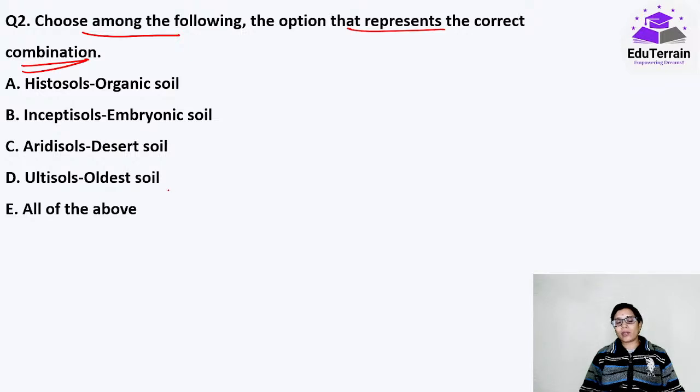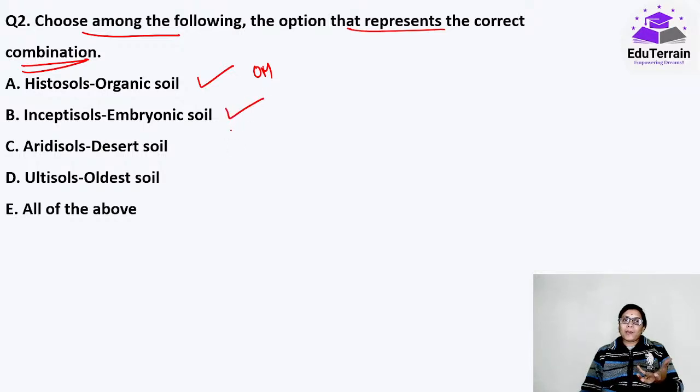Only for clarification. See, histosols, it is organic soil because the basic or the majority of that will have organic matter. That is, this particular order deals with those soils where the organic matter is very, very high.